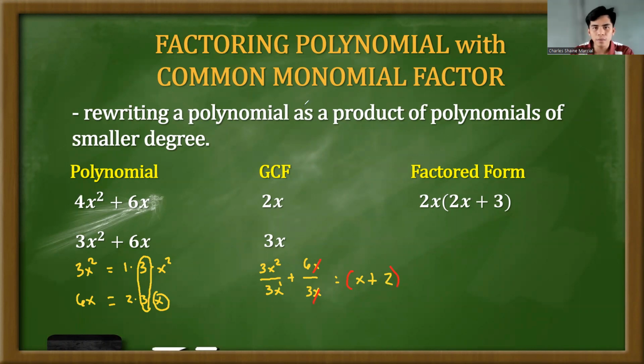So ang sunod na gagawin, we will just combine the GCF and itong nakuha nating quotient nung nag-divide. So we have 3x times x plus 2. Okay? Sana naiintindihan nyo.